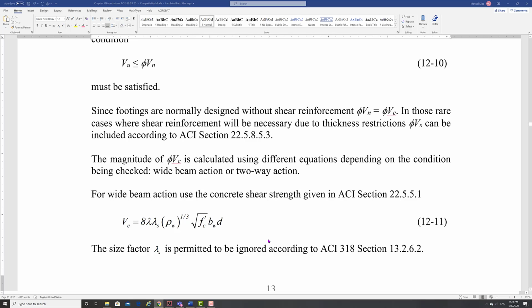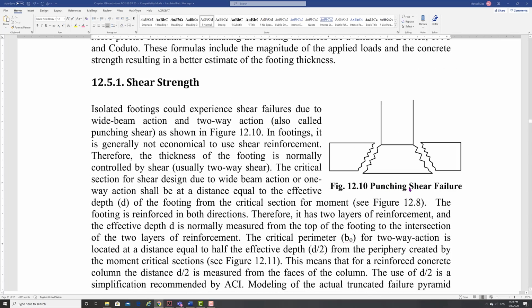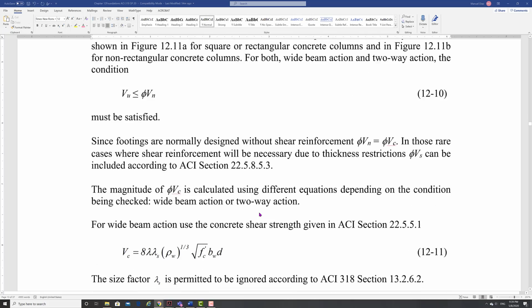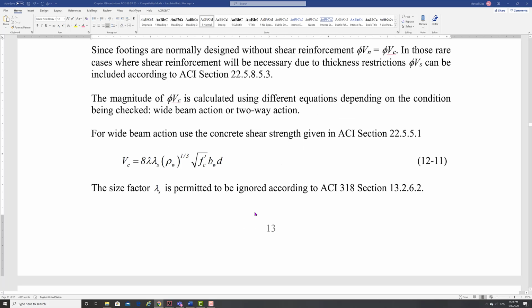So you may have either one wide beam action, which is your one-way shear. So wide beam action, that's one-way shear, another term for it. And then the one we just described, which is the two-way action, which is your punching shear failure. So we had two types of behaviors. The wide beam action, which is your one-way shear, the one that we learned. And now we got the punching shear, which is the same as the two-way action.